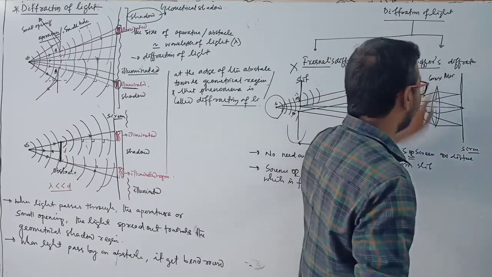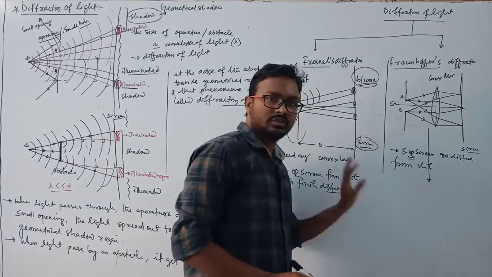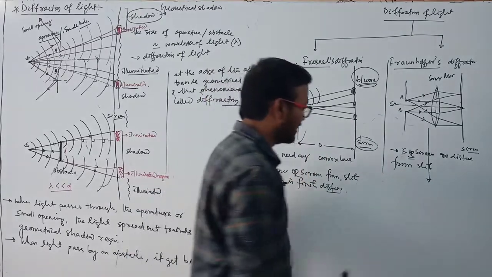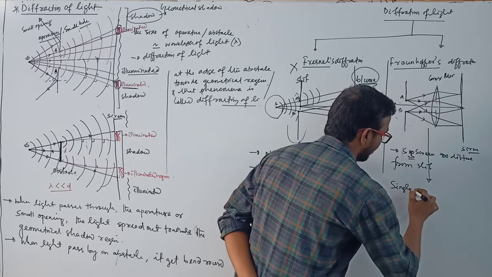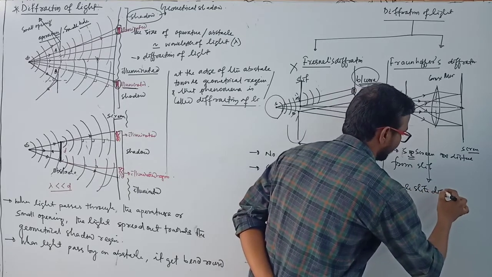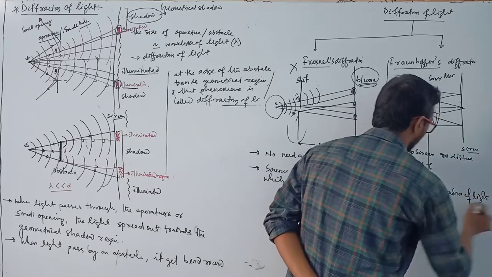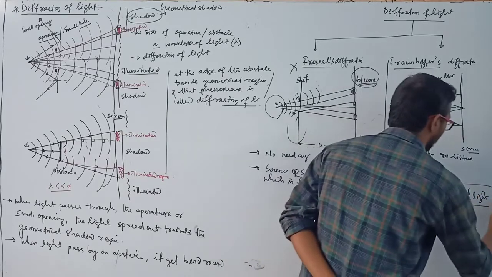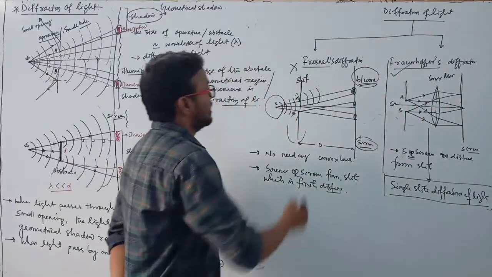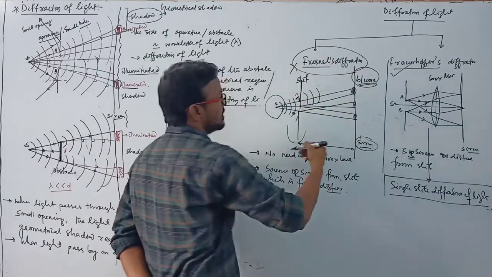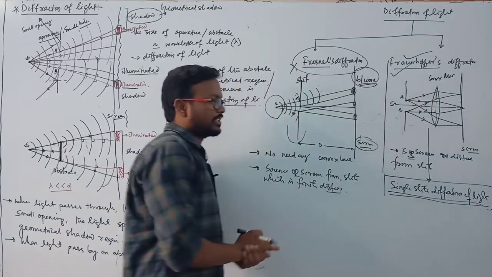This is known as Fraunhofer diffraction, and in this case we will start the most important long question for your council examination, that is known as single slit diffraction. Single slit diffraction of light wave. Clear? This is an important lesson using the Fraunhofer diffraction of light. But Fresnel's diffraction is not in your syllabus, only Fraunhofer diffraction, and it consists of single slit diffraction of light.